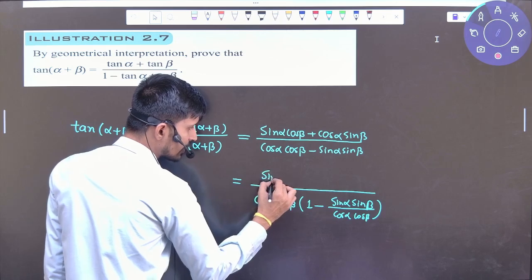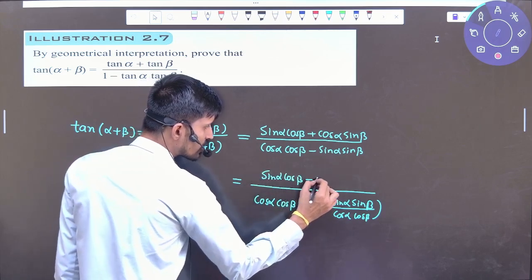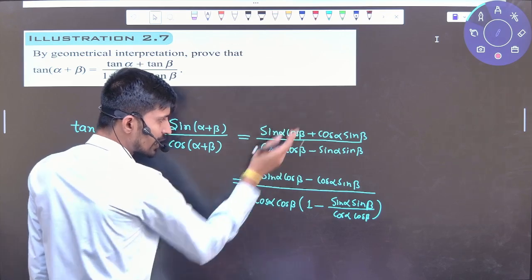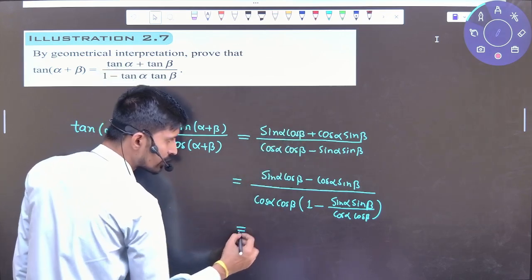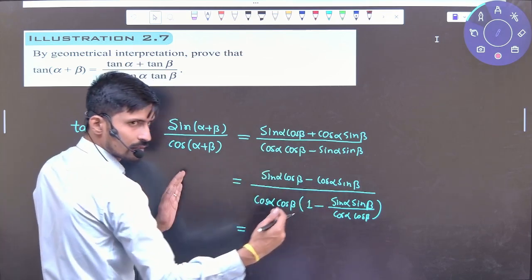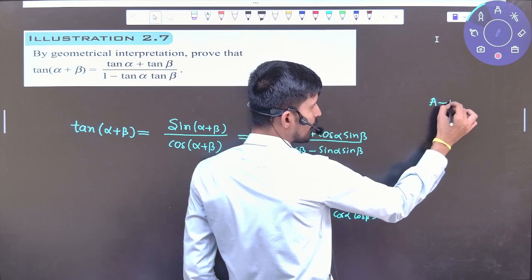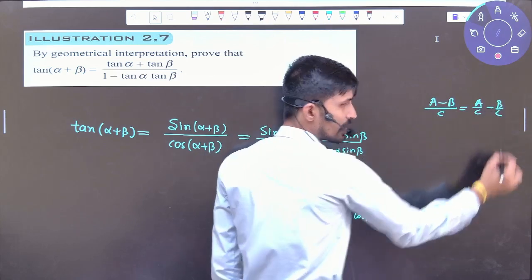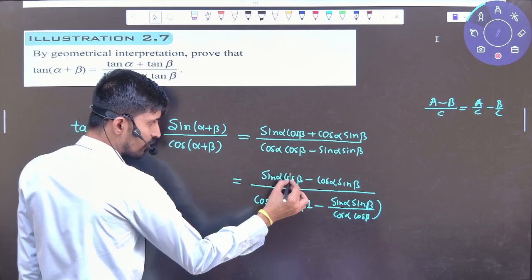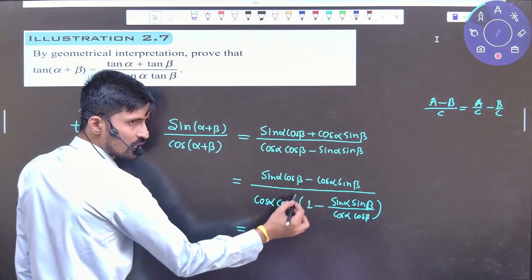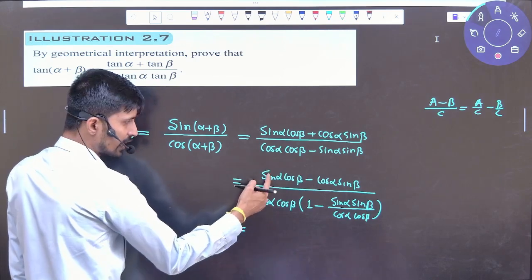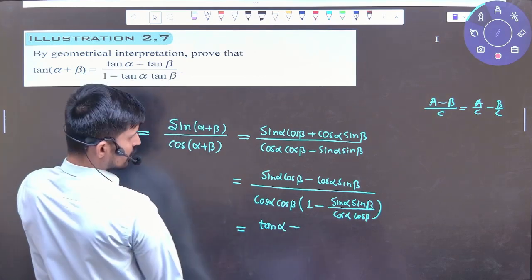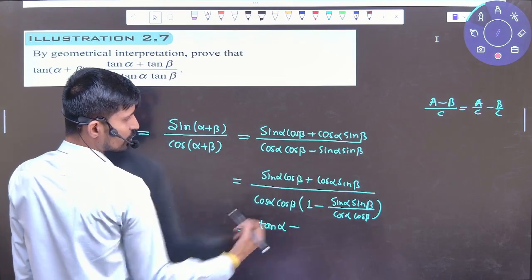And that will become sine alpha cos beta plus cos alpha sine beta. Now this cos alpha cos beta I will give in the numerator and I will separate. You know, if something is written a plus b by c, we can write a by c plus b by c. So we can write sine alpha cos beta upon cos alpha cos beta. Cos beta will get cancelled. Sine alpha upon cos alpha, that will become tan alpha. Sorry, this is plus sign in the numerator, in the denominator it is minus.